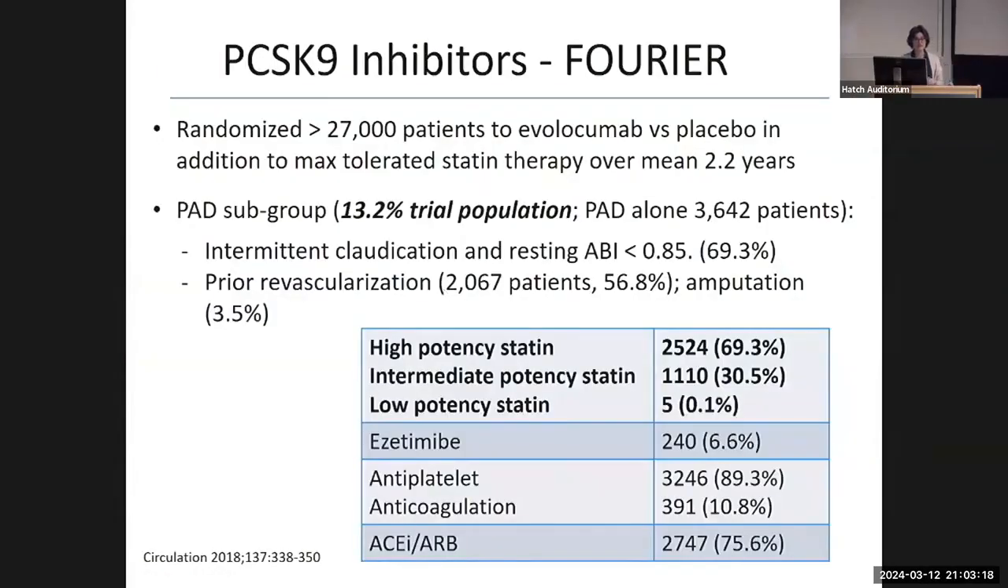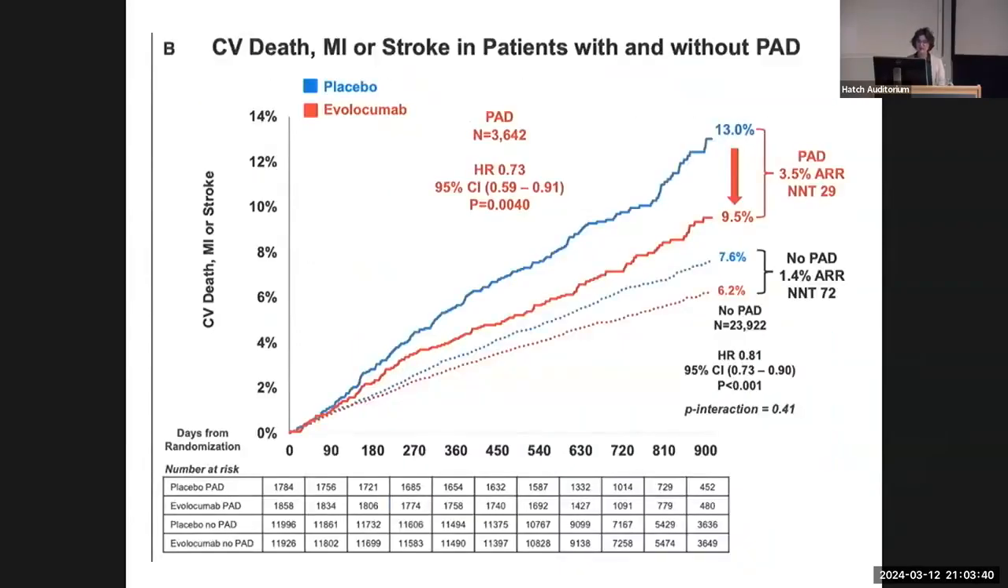There is some data for the PCSK9 inhibitors. This was the PAD subgroup from the FOURIER trial, which included over 27,000 patients. They included PAD identified by intermittent claudication and a reduced ABI or prior revascularization. A lot of these patients were on the maximum tolerated statin therapy, pretty good numbers as you can see there. But when you look at the outcomes of reduction in CV death, MI, or stroke, those with PAD had a number needed to treat of only 29. So significant reduction with PCSK9 inhibitor use.